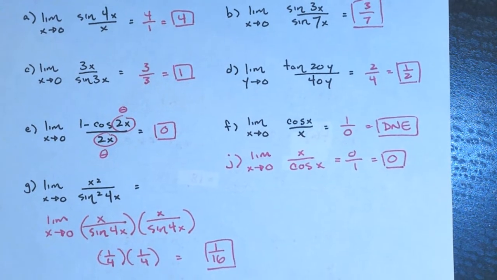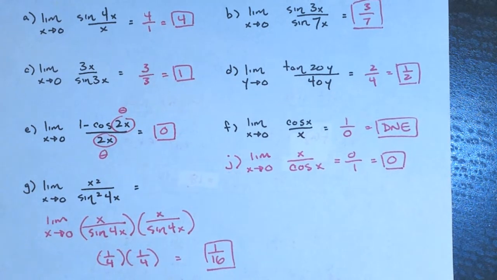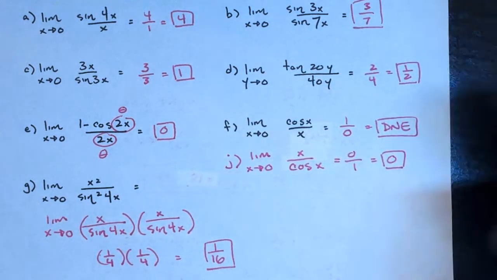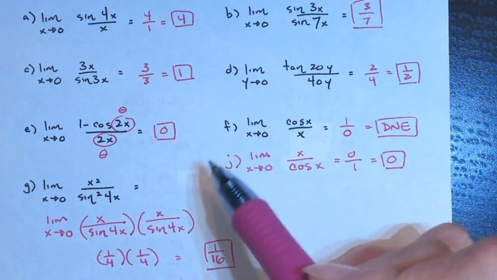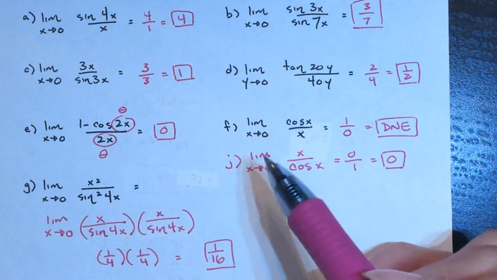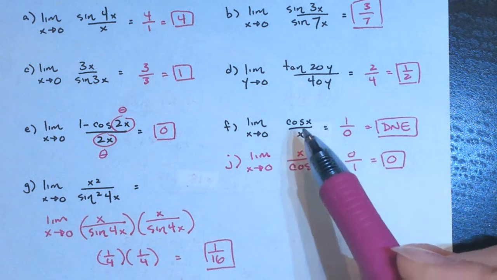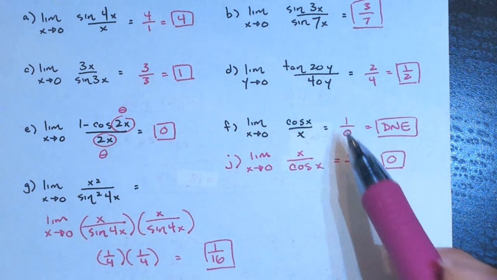So here's A through G. So I think the first ones are pretty evident. And then I added in a J. So can you add that in? So this one is just x over cosine of x. So you can see this is the same as this, except it gets flipped, right?